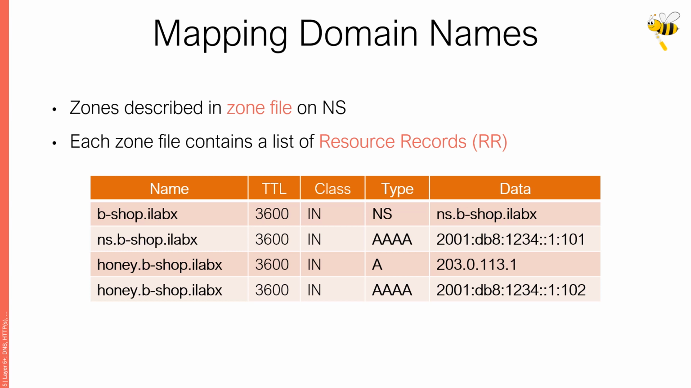Each name server has a list of DNS mappings stored in a so-called zone file. Each zone file contains so-called resource records that describe DNS entries. Let's have a look at this table as an example.